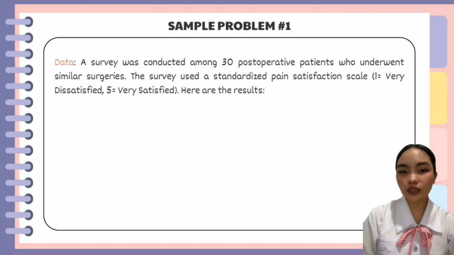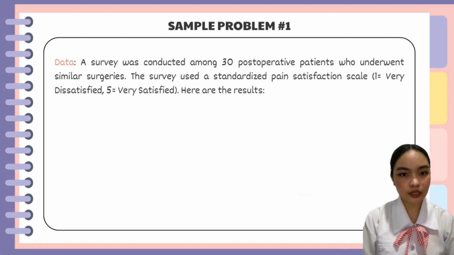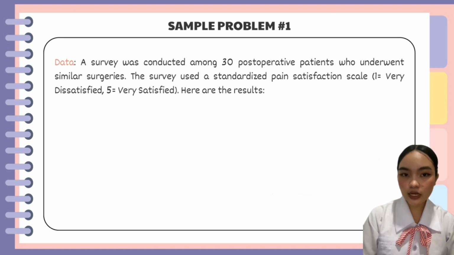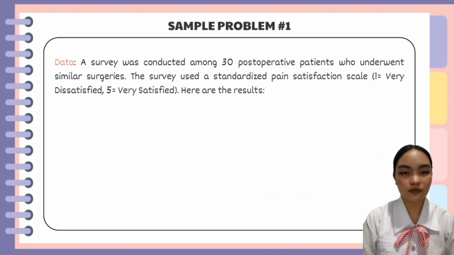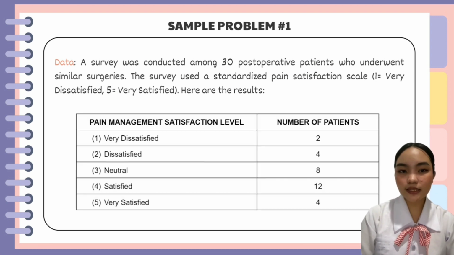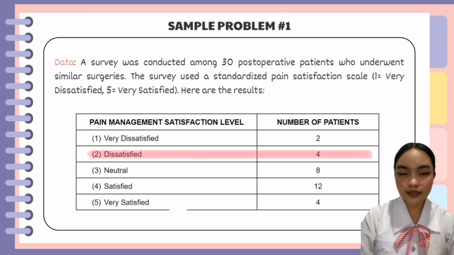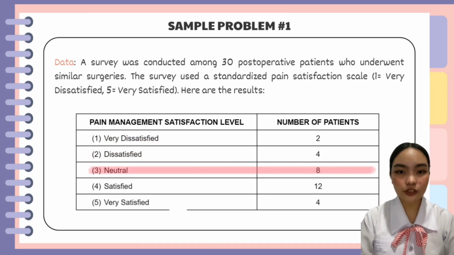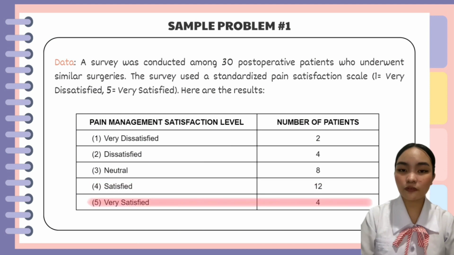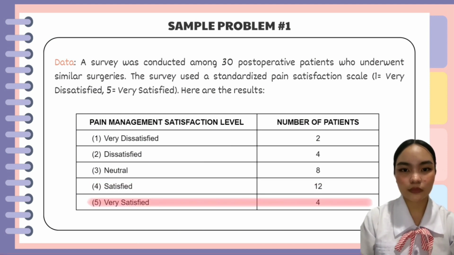So for the gathering of the data, a survey was conducted among 30 post-operative patients who underwent similar surgeries. The survey used a standardized pain satisfaction scale from 1 as very dissatisfied to 5 as very satisfied. So here are the results. As you can see in the table, 2 patients reported being very dissatisfied. 4 were dissatisfied and 8 felt neutral. 12 were satisfied and another 4 were very satisfied.